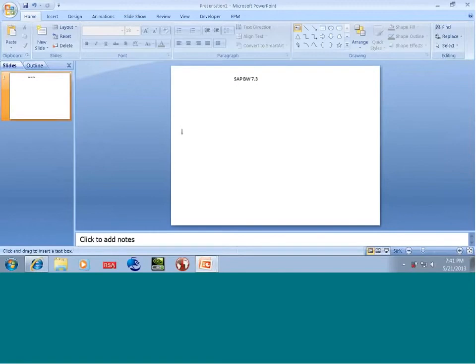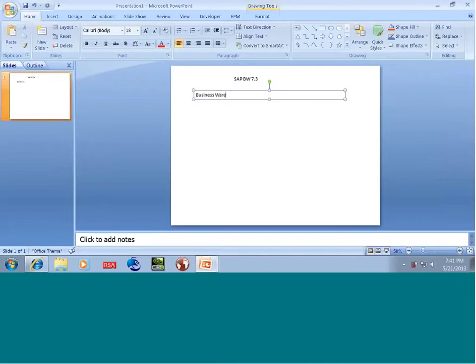BW stands for Business Warehouse. And the current version of the BW system is 7.3. So before we get into the technical details of BW 7.3, let's first start out with an introduction.